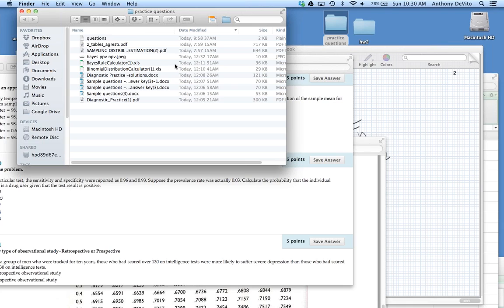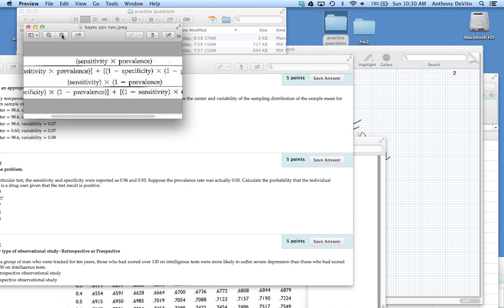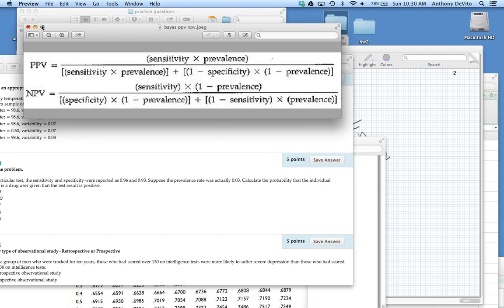Okay, and let me see if I got it here. Bayes' formula. Okay, here's Bayes' formula. I'll blow it up a little bit so we can see a little bit better. Okay, this is actually a specific use of Bayes' formula or a derivation of Bayes' formula.